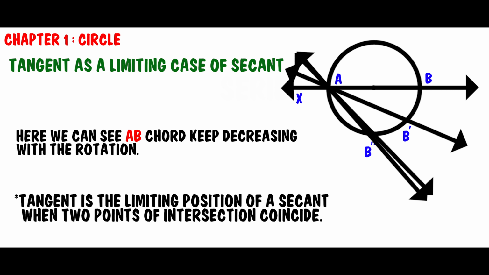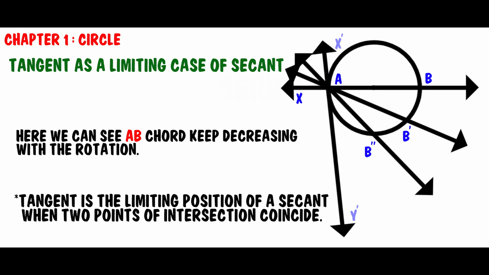At one point, if you rotate to X'Y', there is only one point of contact, that is A, but there is no other point of contact, and this is the tangent. So this is the proof that a tangent is the limiting position of a secant, or in other words, we can say a tangent is a special kind of secant.